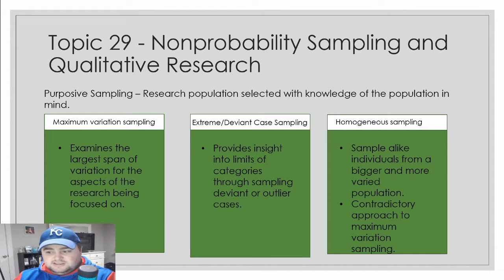And then homogeneous sampling is where you sample really like-minded individuals, or not necessarily like-minded, but just really similar individuals. And this is also from a bigger and more varied population. This is actually the contradictory approach to maximum variation sampling, just because it's more focused specifically on similar characteristics and demographics and other similar traits between individuals that have been sampled.